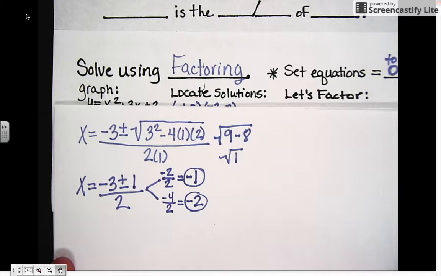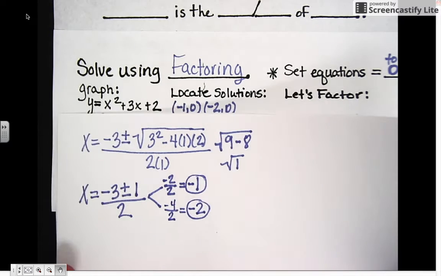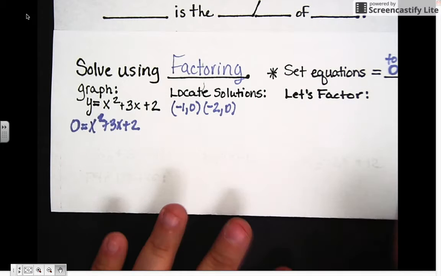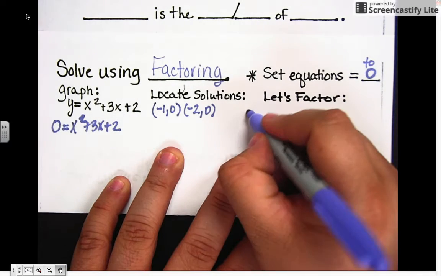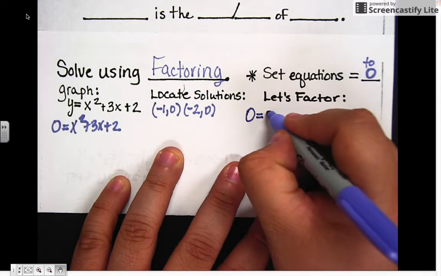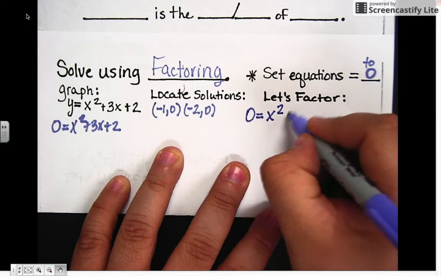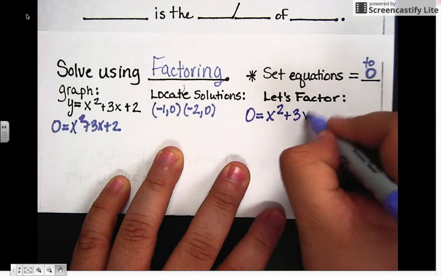But that took me like 2 minutes. I can do it faster than that by factoring. However, not everything is factorable. So let's try it by factoring. So let's go ahead and factor. So what we're going to do is, in order to factor, again, you need it set equal to 0. And you're going to rewrite your equation over here, x squared plus 3x plus 2.